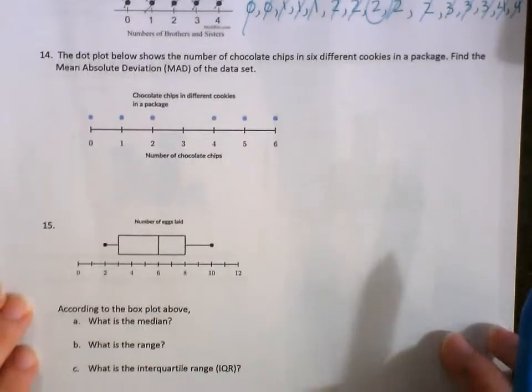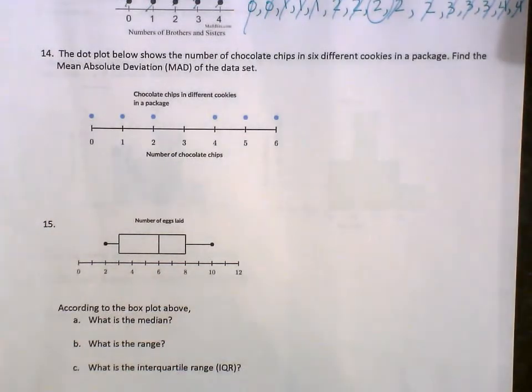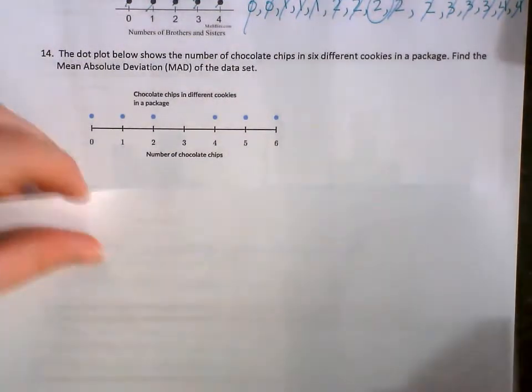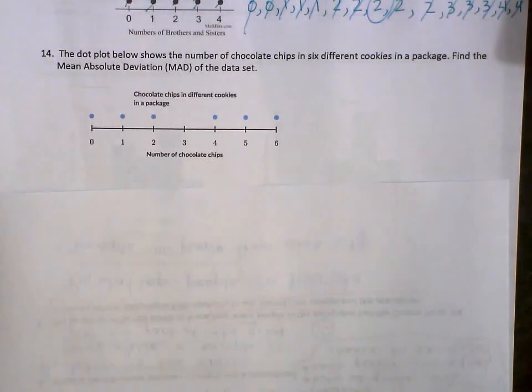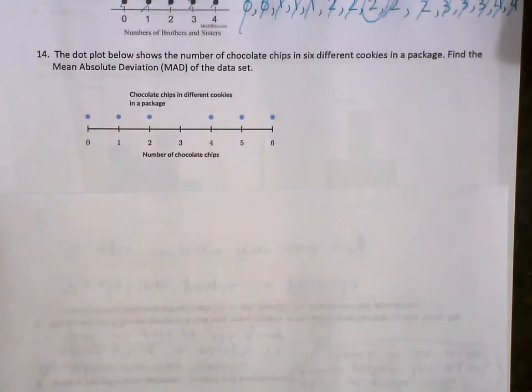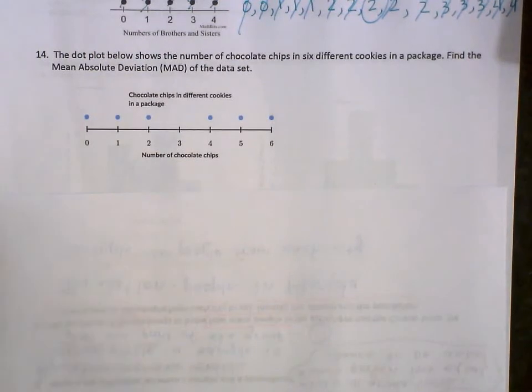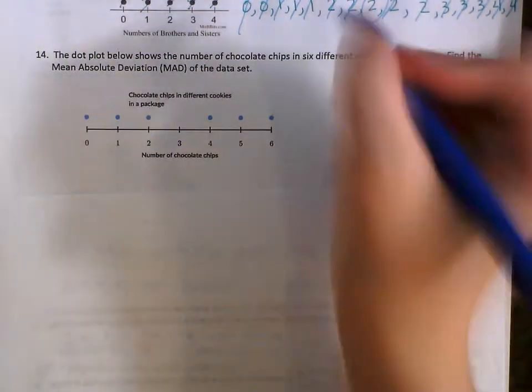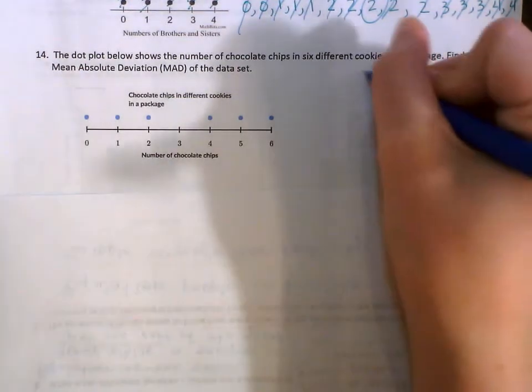14. Okay. The dot plot below shows the number of chocolate chip cookies in 6 different cookies in a package. Just kidding, I read that wrong. The dot plot below shows the number of chocolate chips in 6 different cookies in a package. So we have 6 cookies. There's our 6 cookies.